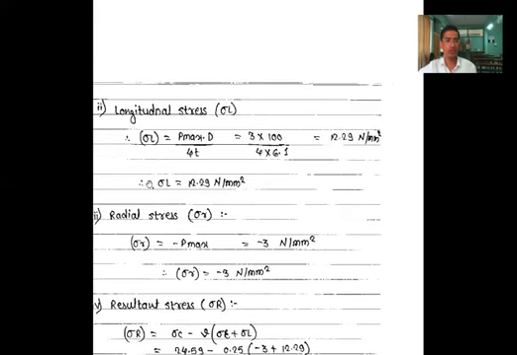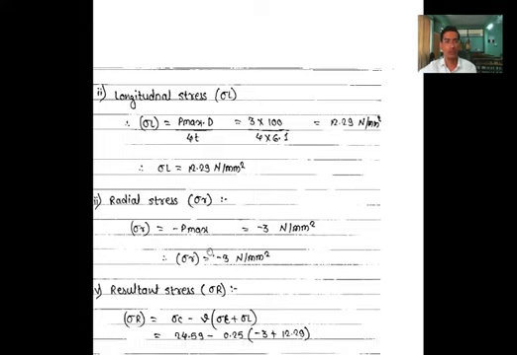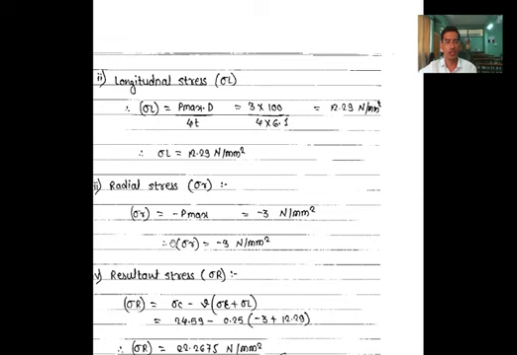Then the second one is the longitudinal stress in the cylinder. Sigma L is equal to P max D by 4 times T. So putting all the values of maximum pressure, bore diameter and thickness of the cylinder, we'll get the longitudinal stress equal to 12.29 Newton per mm square. Then the third one is the radial stress, sigma R is equal to minus P max. So 3 Newton per mm square is the maximum pressure, or we consider the design pressure. So minus 3 will be the radial stress.